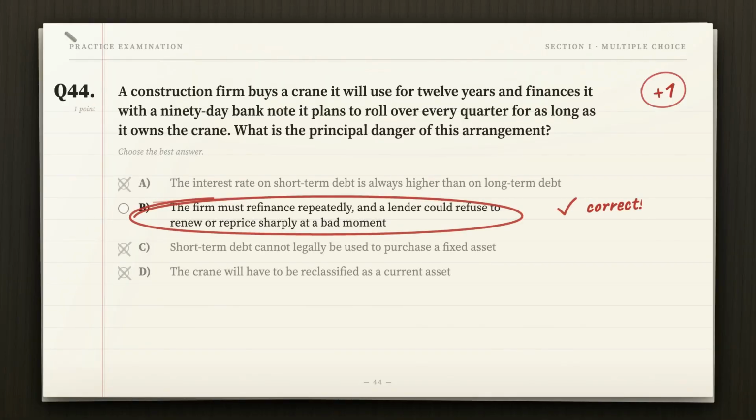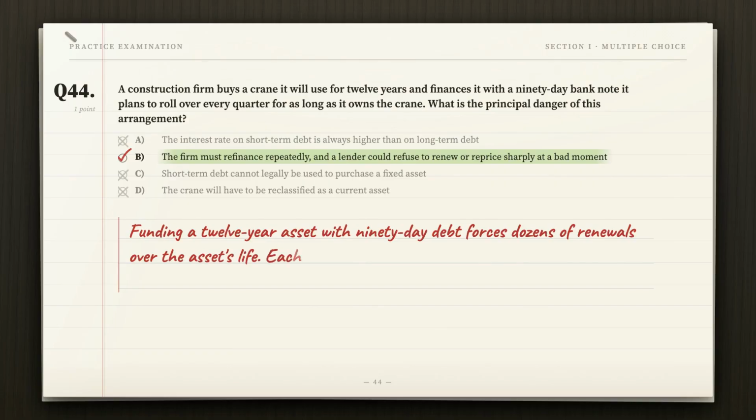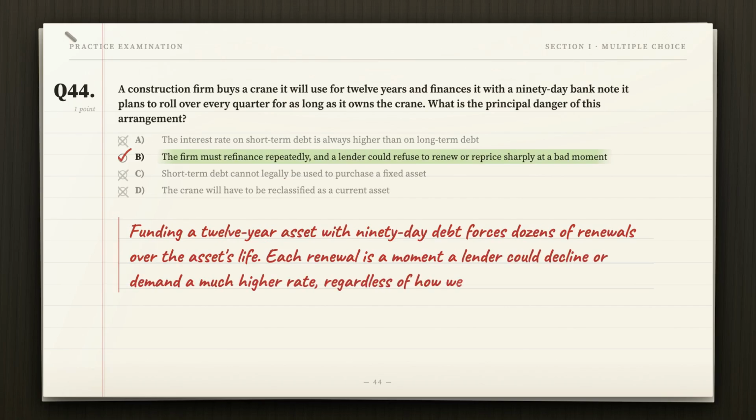The correct answer is B. The firm must refinance repeatedly and a lender could refuse to renew or reprice sharply at a bad moment. B is correct because funding a 12-year asset with 90-day debt forces dozens of renewals over the asset's life. Each renewal is a moment a lender could decline or demand a much higher rate, regardless of how well the crane performs. That rollover risk is the core danger.